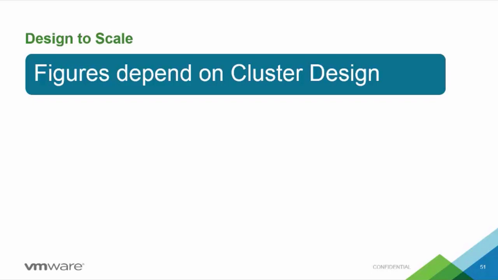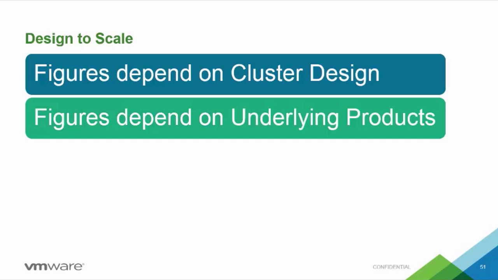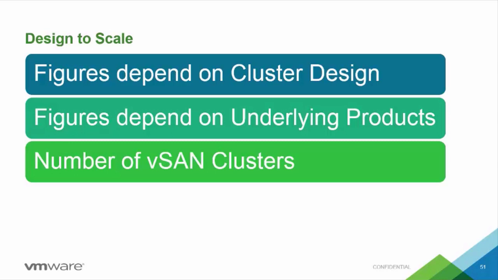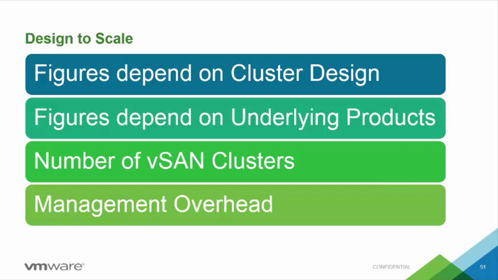Now the figures that we'll see in our design are going to depend on our underlying products, so the key config maximums, which we discussed earlier. We have vSAN as a product in here, so our cluster design will impact the number of clusters we're going to squeeze into our vCenter, and in turn that's going to affect the number of vSAN clusters that we can have. One thing we need to keep in mind is the management overhead of such a cluster design. Will it be easier for us to manage 4 large clusters or 10 small clusters? That is something we need to keep in mind.